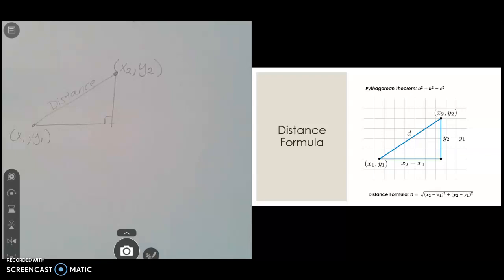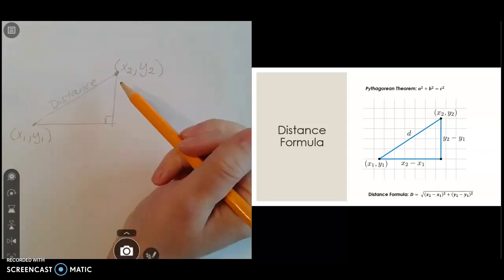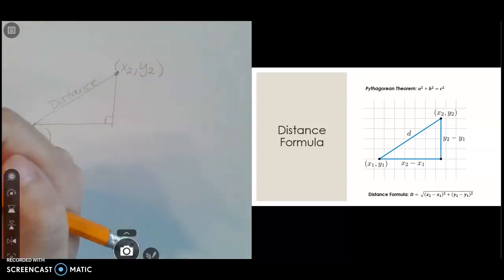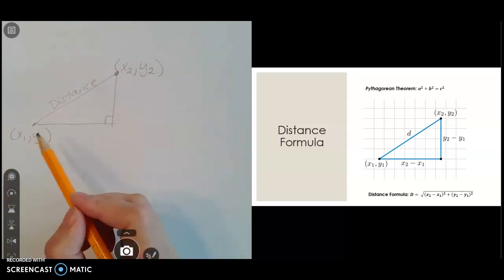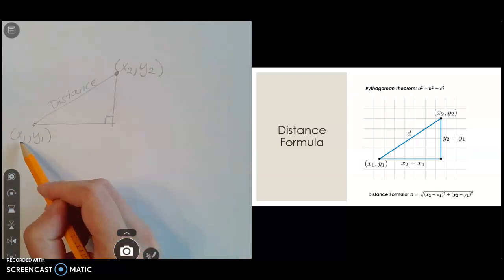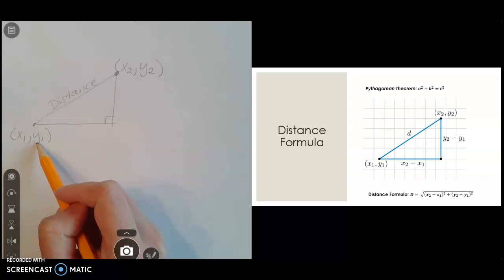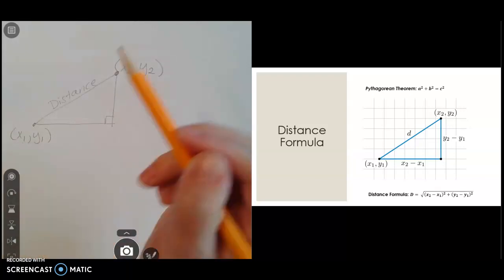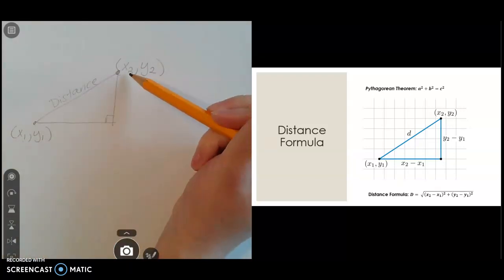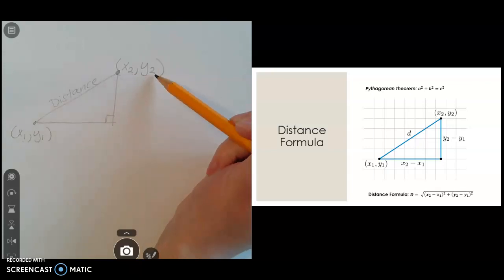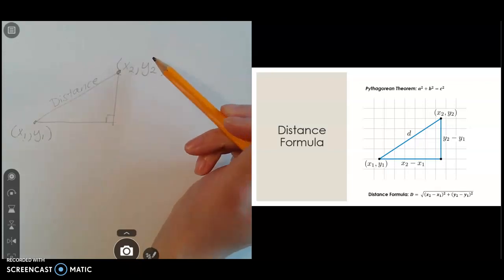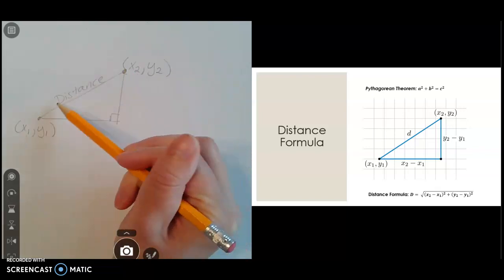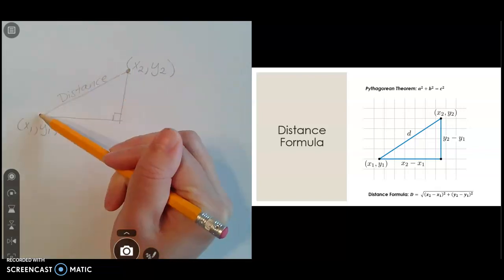The next thing we're going to look at is the distance formula. Basically, if I give you 2 points, can we find the distance between those 2 points? You can see it on the PowerPoint and on my paper. For the first point, the x-coordinate is x1 and the y-coordinate is y1. For the second point, the x-coordinate is x2 and the y-coordinate is y2. We would like to find the straight distance going from point 1 to point 2.